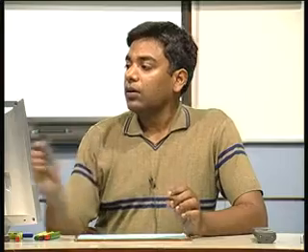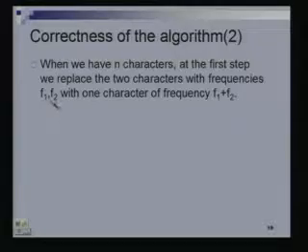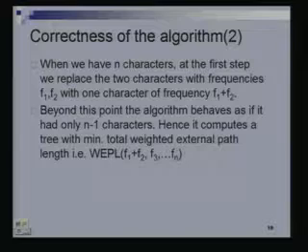Right? We are taking the 2 characters with frequencies f1 and f2, and we are replacing them with one node of weight f1 plus f2. It is as if you have one character now of frequency f1 plus f2. Right? So, once it does that, beyond this point, the behavior is as if it was given n minus 1 characters with frequencies f1 plus f2, f3, f4, f5, all the way up to fn. Right? Beyond that point, it is the same behavior.